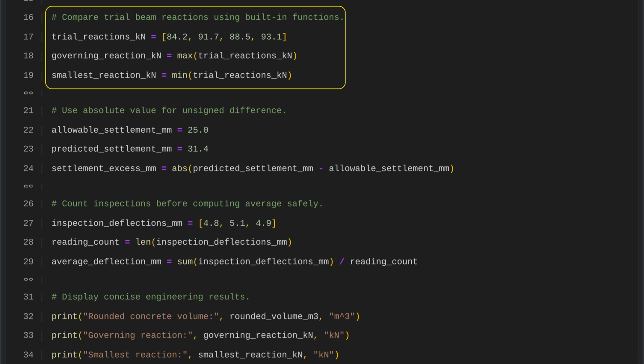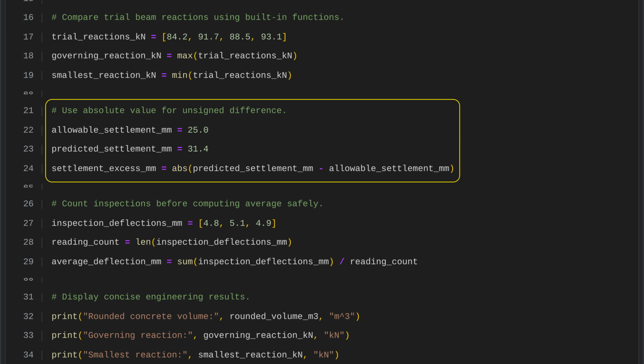Trial beam reactions are stored as a list of forces in kilonewtons. The maximum value identifies the governing reaction, which is most important for safety and design, while the minimum value shows the smallest reaction and helps define the overall range considered in the analysis.